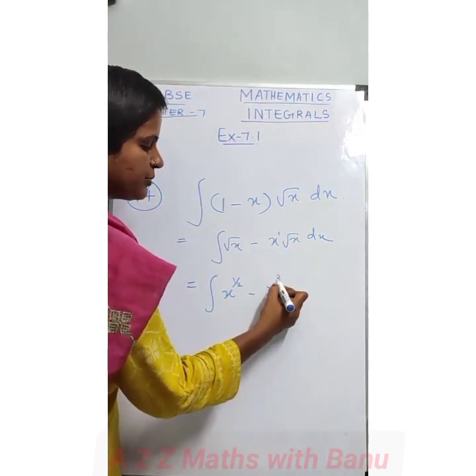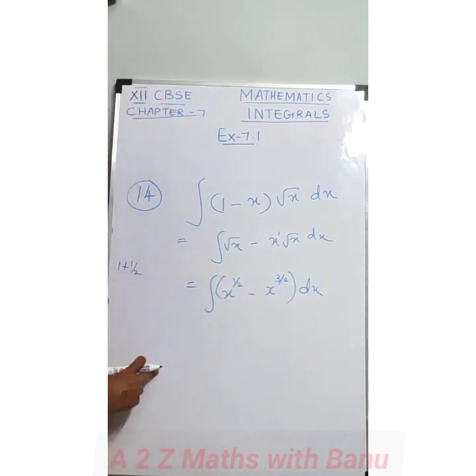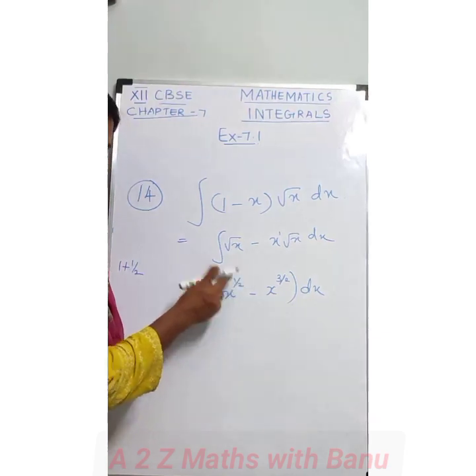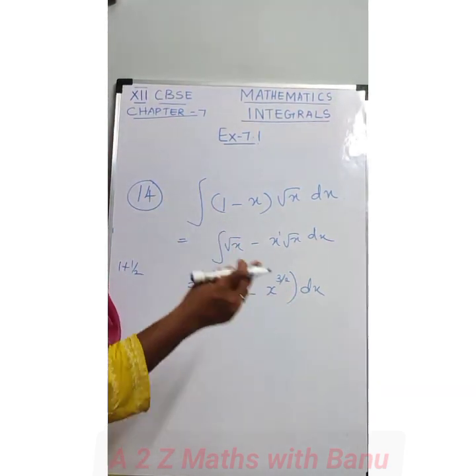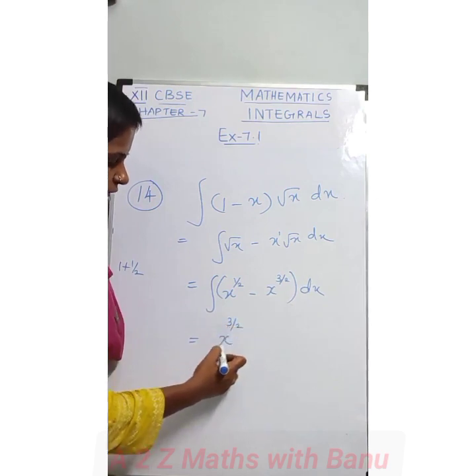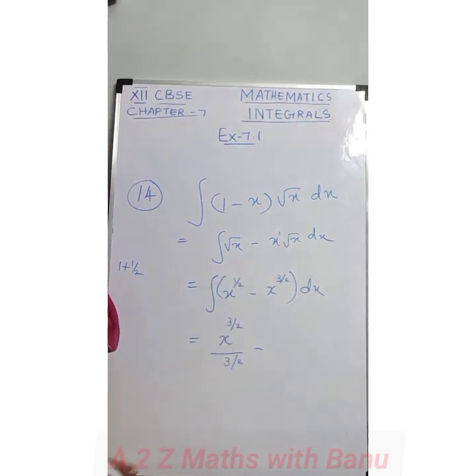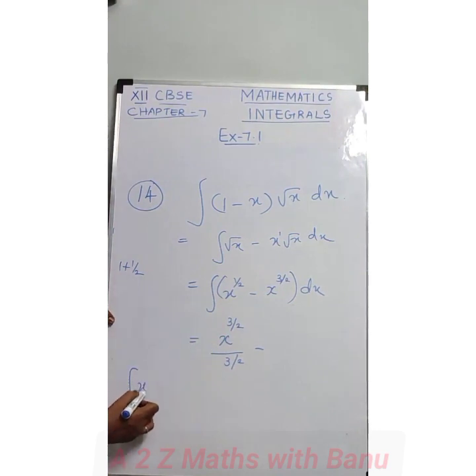So this is going to be x to the power 3 by 2. Now when I am using that formula, n is half, n plus 1 is half plus 1, which is 3 by 2. So when you integrate, you will get x power 3 by 2 divided by 3 by 2. And here, I am using this formula, which is x power n plus 1 by n plus 1.